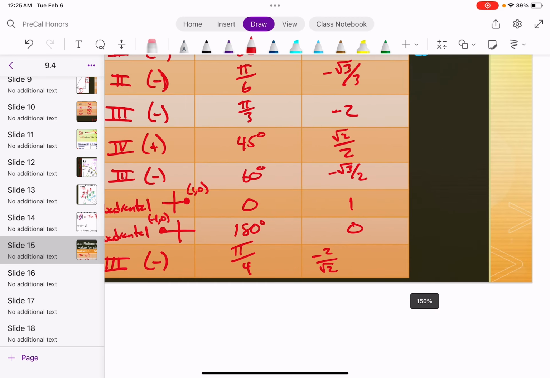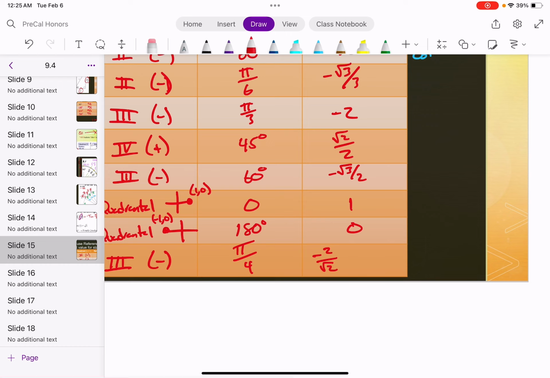Now keep in mind, you will have to work that square root of 2 out of the denominator. So we're going to multiply both the top and bottom by the square root of 2, which is going to leave us with negative 2 square root of 2 over 2, which is going to leave us with a negative square root of 2.